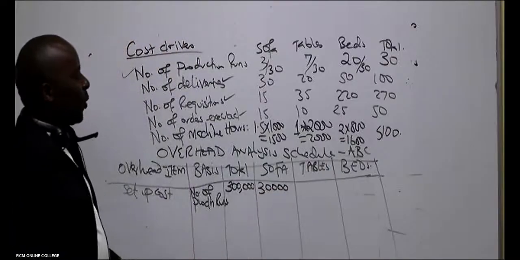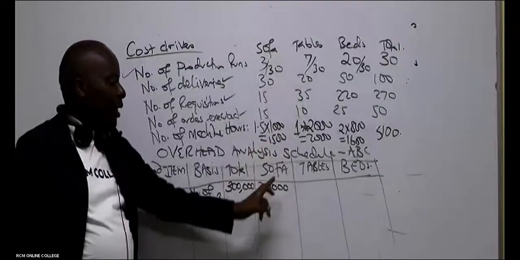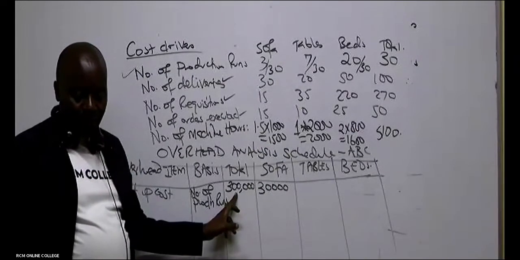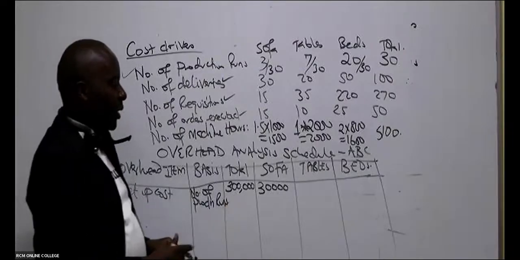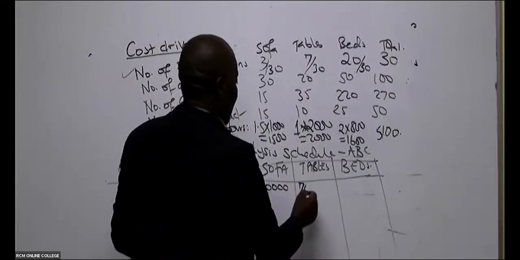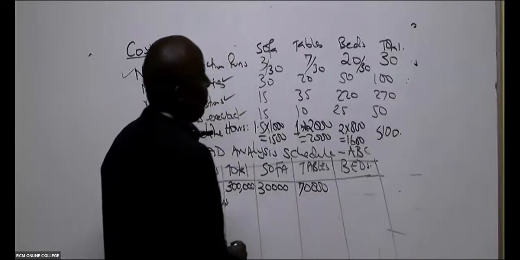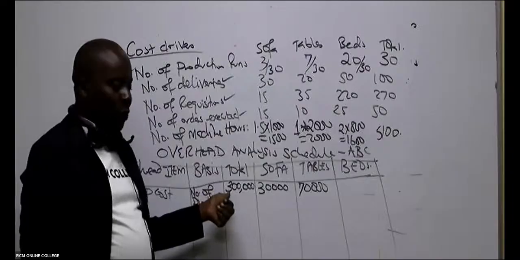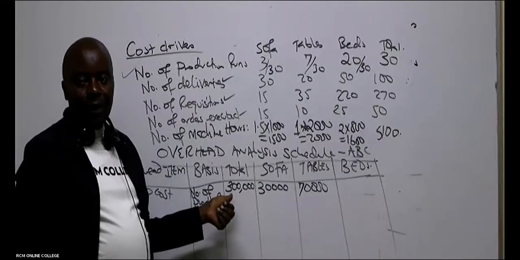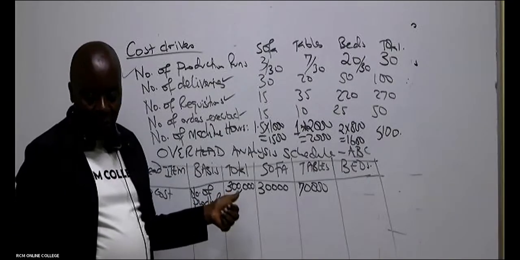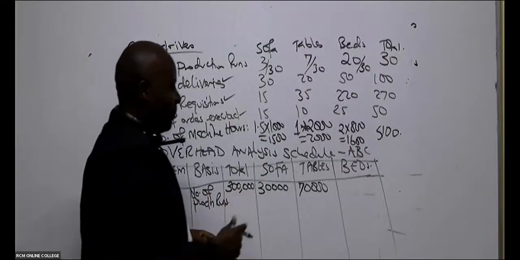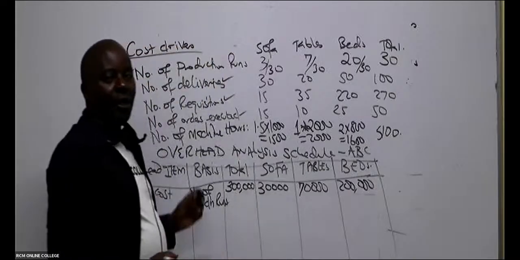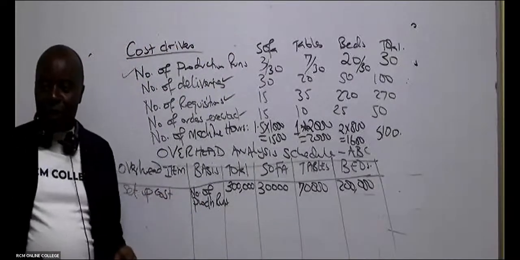The next one will be 7 over 30 times 300,000. 70,000. From there, ladies and gentlemen, we have beds, which now will be 20 over 30 times 300,000. Take a good look. 200,000, isn't it? So that is one approach.